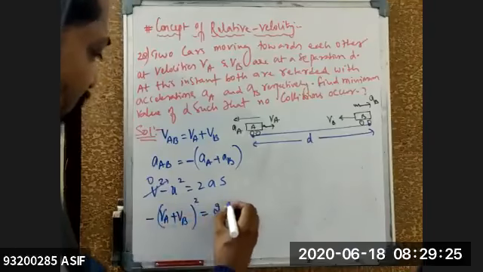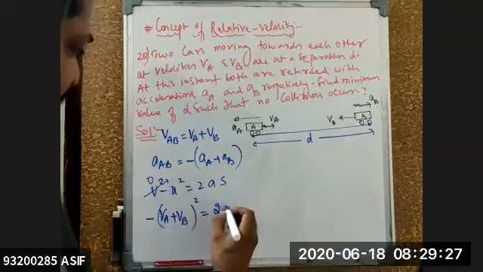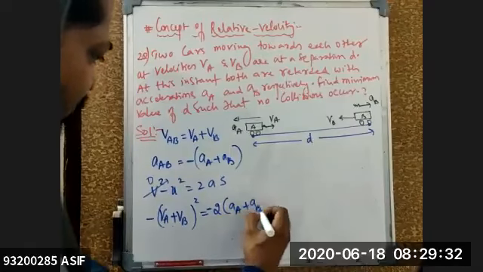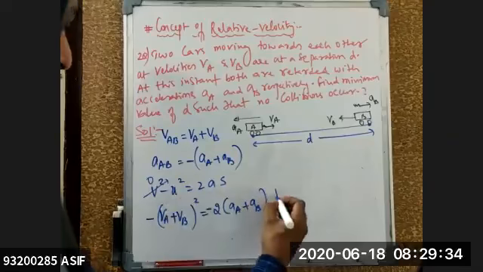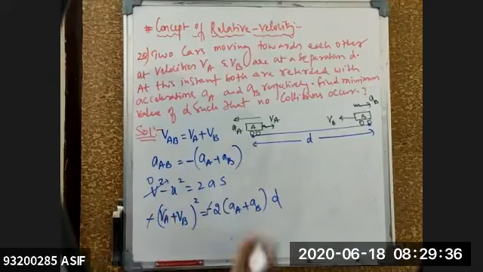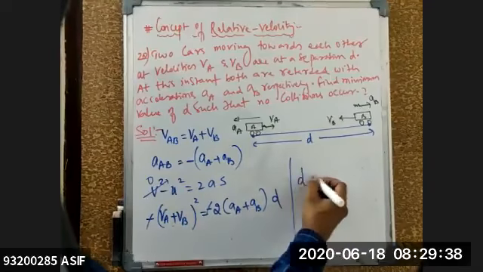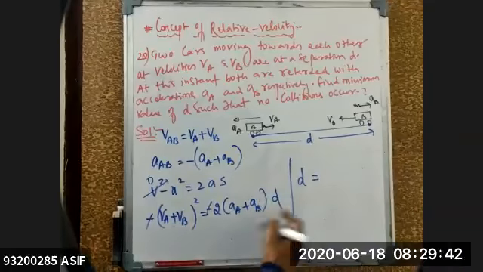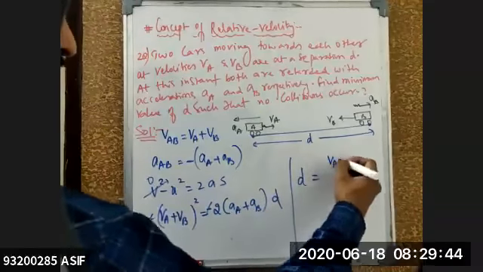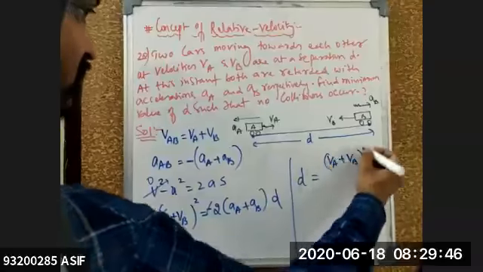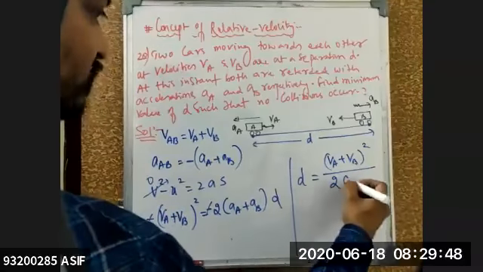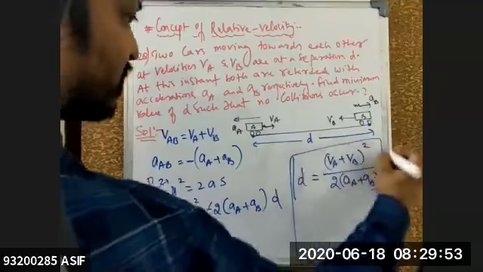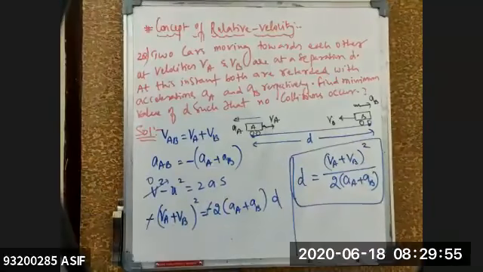That is equal to 2 times acceleration, which is nothing but A with respect to B. So this one will be minus of acceleration of A plus acceleration of B, into the distance traveled, which is D. So this minus will cancel here. So distance D will be equal to how much? Minimum distance is asked. So the minimum distance D is equal to VA plus VB whole square divided by 2 times acceleration of A plus acceleration of B. So this will be the minimum distance between them so that there will be no collision.